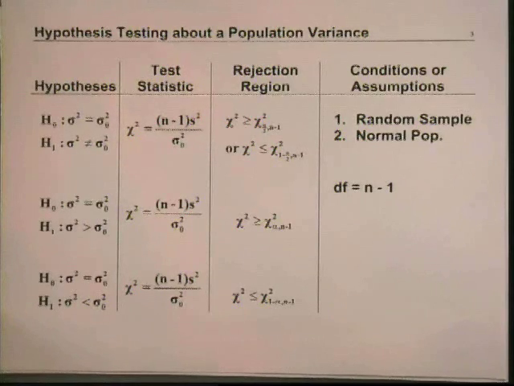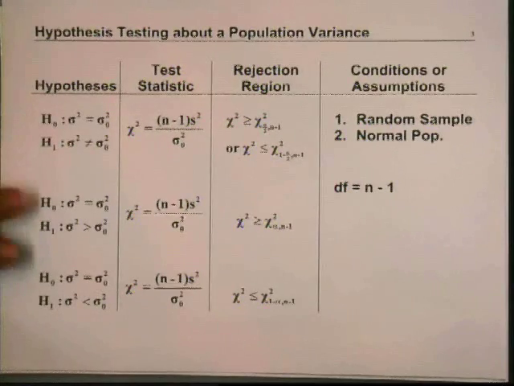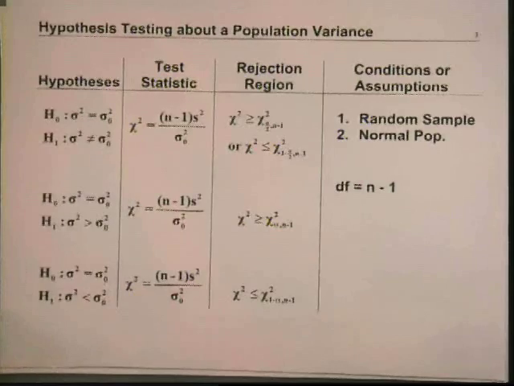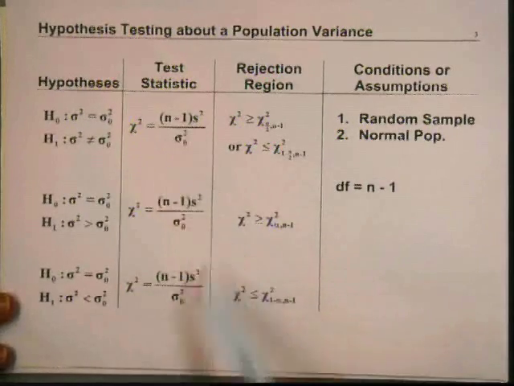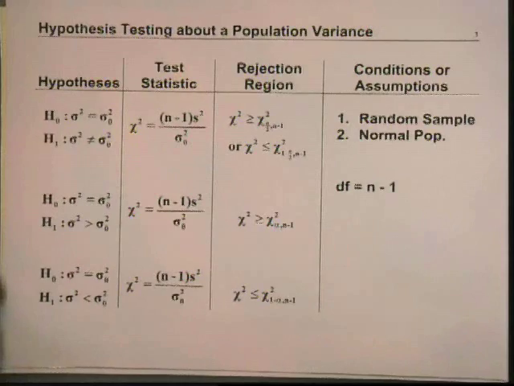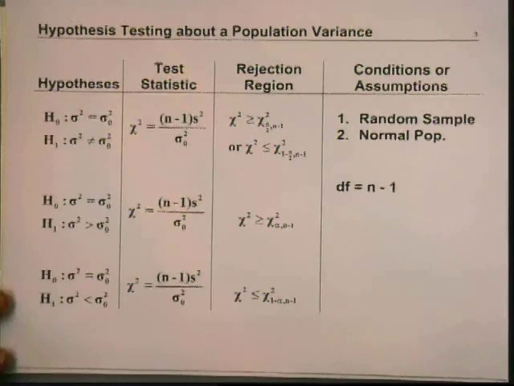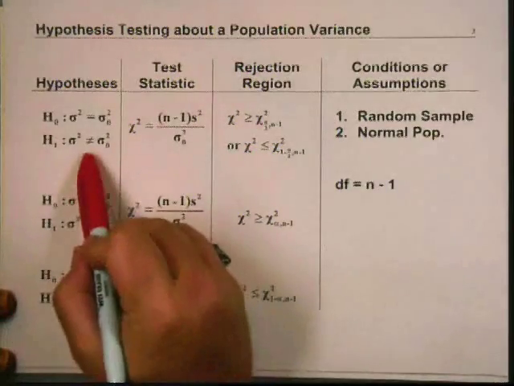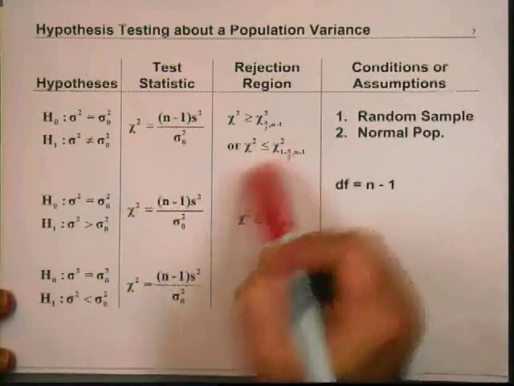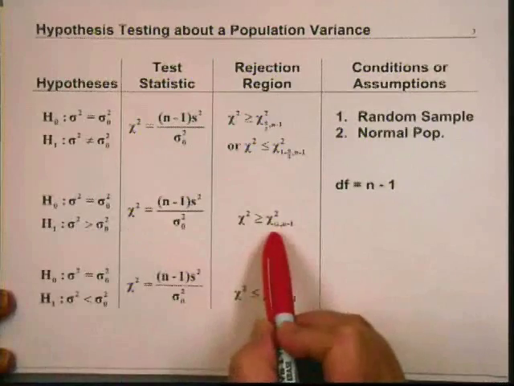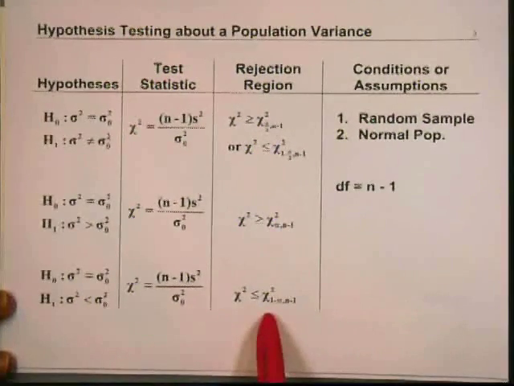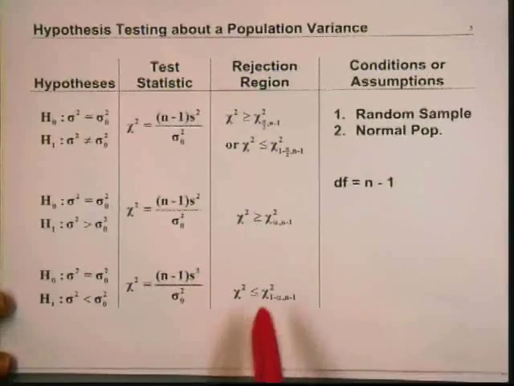All right, so here again I have it set up: 2-sided test, right-hand test, left-hand test. We're already familiar with the pattern. Our chi-square test statistics are exactly the same. This one I printed 3 times instead of just drawing the arrow down. So these are the same no matter what. 2-sided test, 2-sided rejection region; right side test, right side rejection region; left side test, left side rejection region.